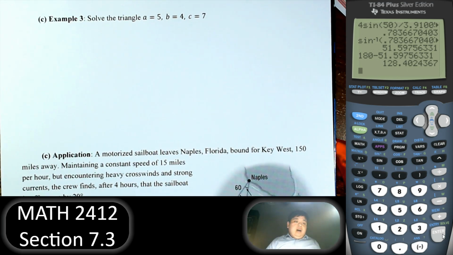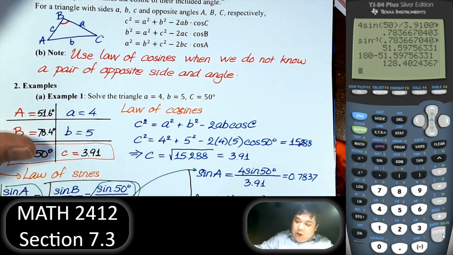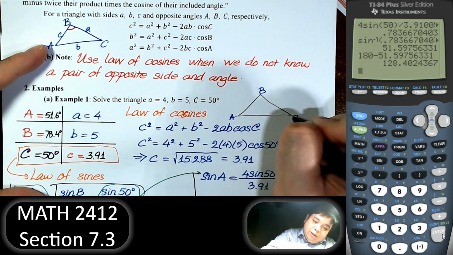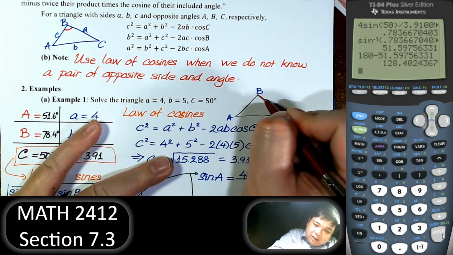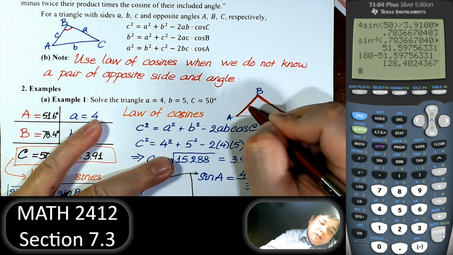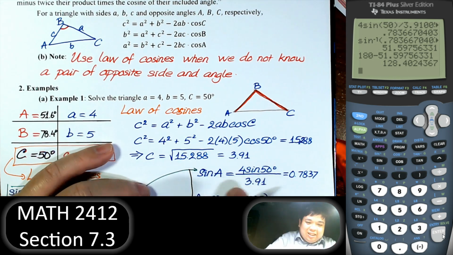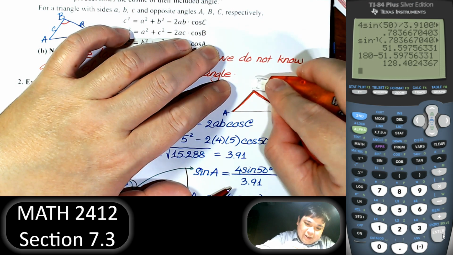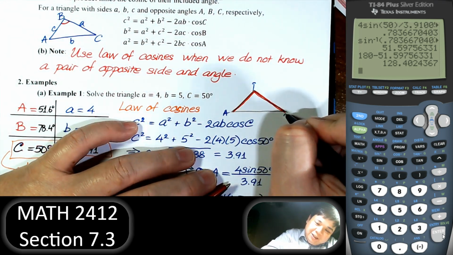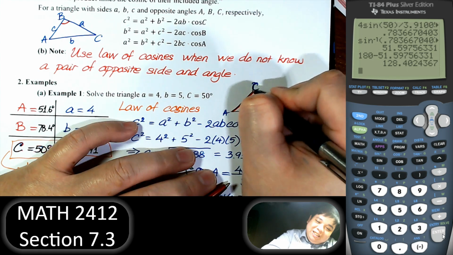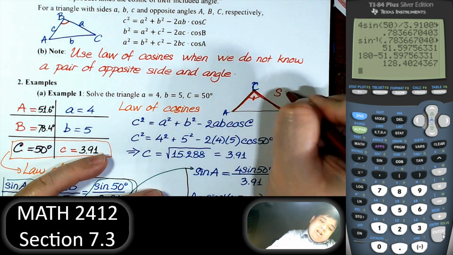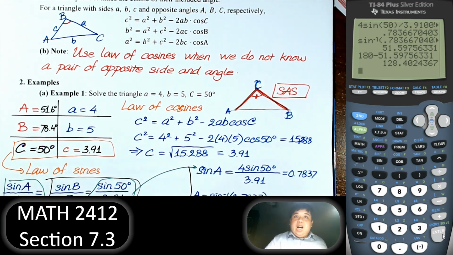Now, go to this example. Once again, I forgot to mention, in the previous case, what we have here is side A, side B, and of course the angle C. So in this scenario we have the angle between the two sides, which gives us a unique solution.